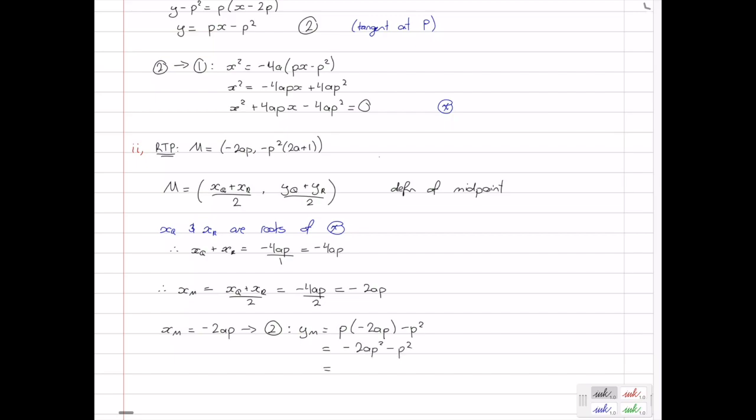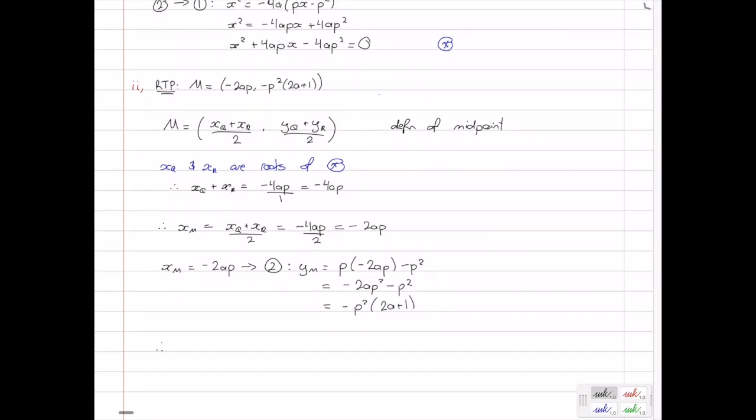And we can factor out a negative p squared, leaving 2a plus 1. And so therefore, M is going to be the x-coordinate, which was minus 2ap, comma, the y-coordinate, minus p squared times (2a plus 1). And we've proven what we wanted to prove.